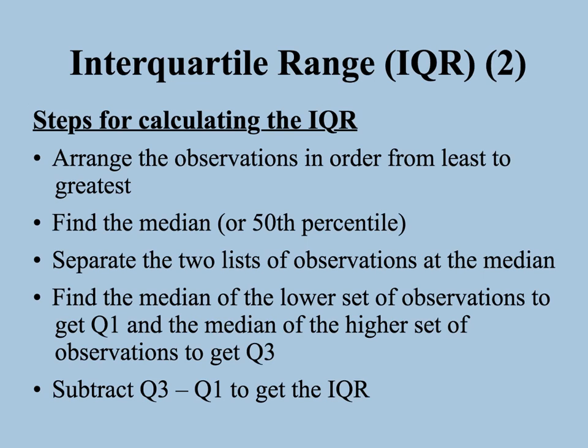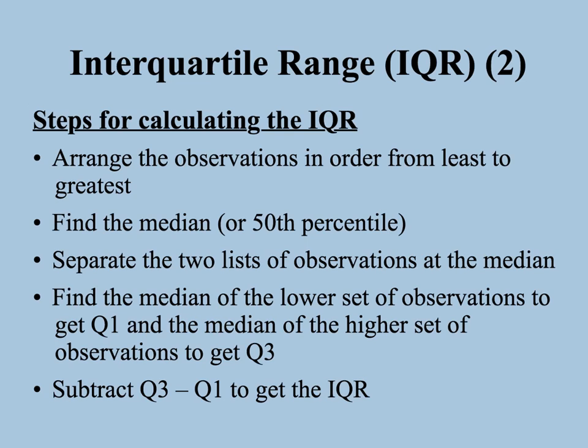Separate the two lists of observations at the median, resulting in a higher set of observations and a lower set of observations. You will then find the median of the lower set to get Q1 and the median of the higher set to get Q3 using the typical method for finding the median. Once you find the third and first quartile, you will subtract the two to get the IQR.